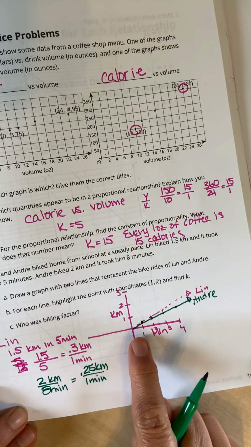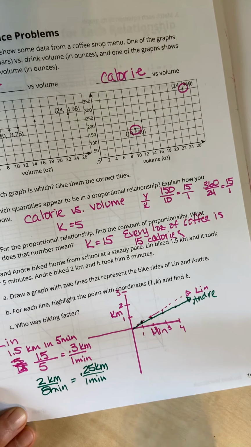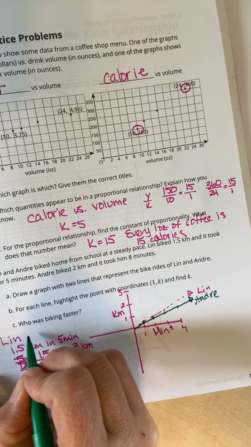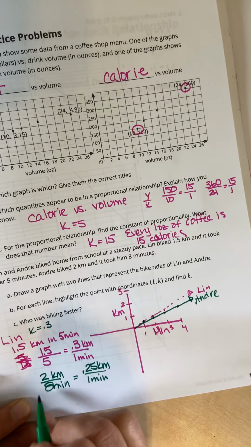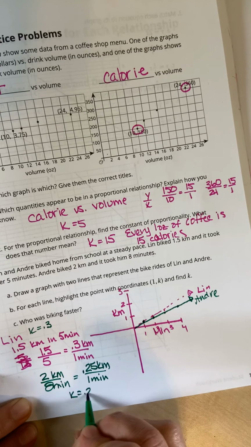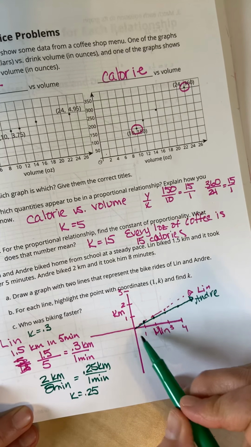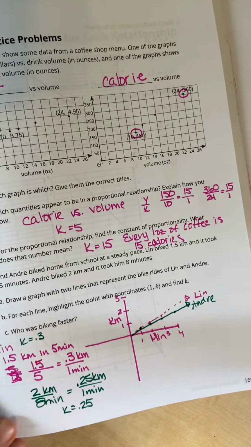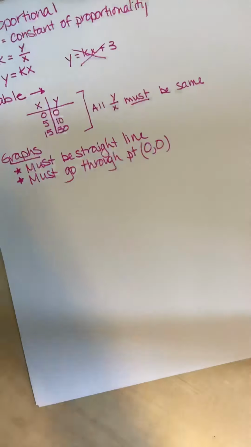And it said highlight the point with 1K, and that's what we did here. Okay? So Lynn's K was 0.3. And then Andre's was 0.25. And obviously Lynn was going faster because her graph is going up faster. So that was that problem. I think the other ones looked pretty good.